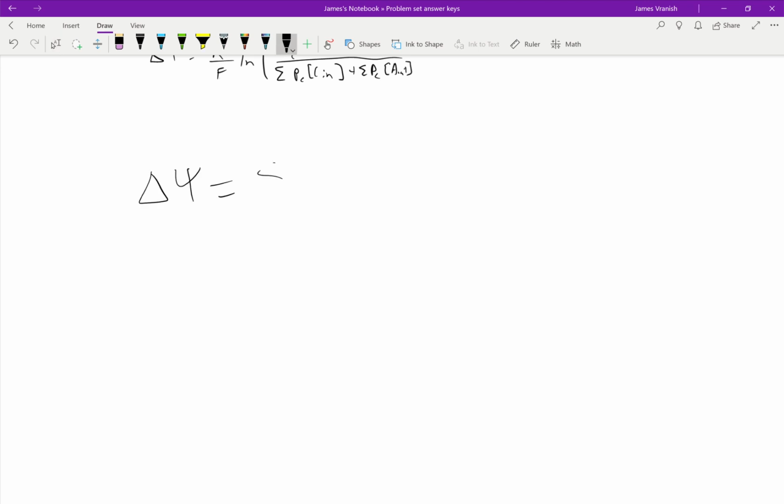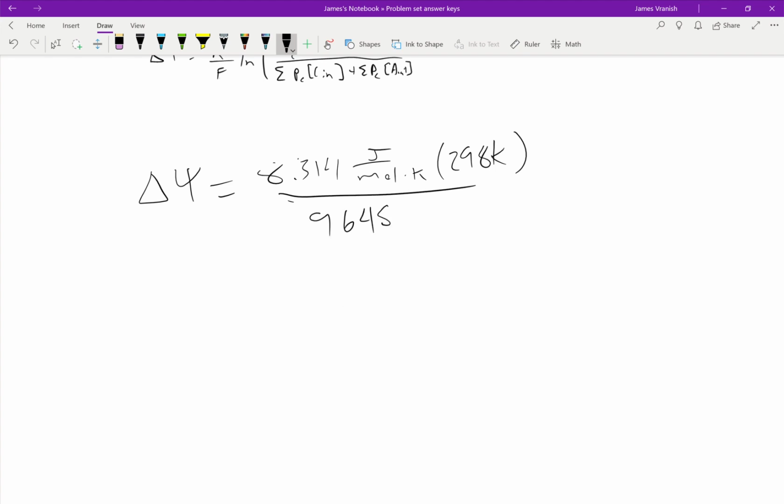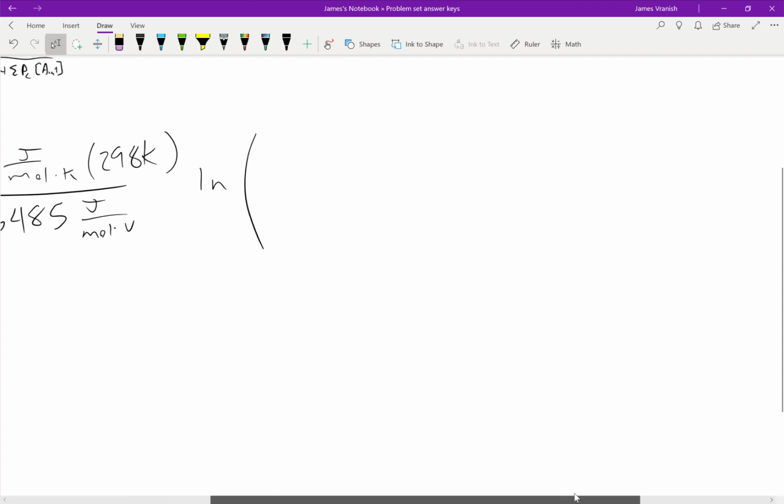Right, so we have delta psi is equal to 8.314 joules per mole Kelvin times 298 Kelvin over 96485, and the units on Faraday's constant are joules per mole volt. All right, and now this is going to be times the natural log of this big old part here. So let's move over. All right, so we're going to start off with our cation concentration.